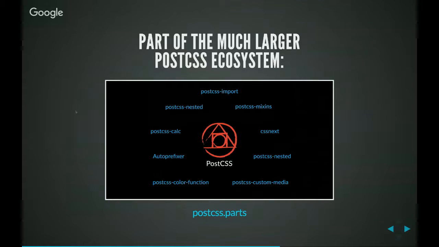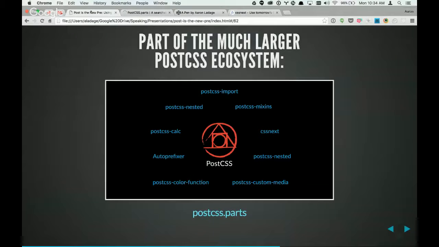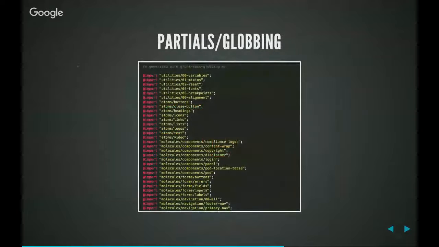Again, Autoprefixer is part of a much larger PostCSS ecosystem. As you saw in the CodePen list, they only have a fraction of what's out there. If you go out to postcss.parts, there's a complete list of all of the PostCSS plugins that are out there, and there are many, many of them in lots of different categories, as you can see here. I want to talk through just a couple that my team uses.